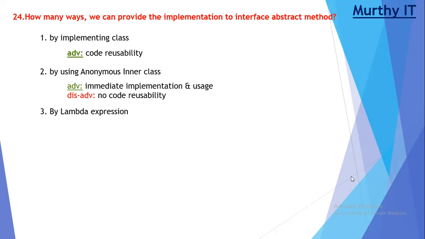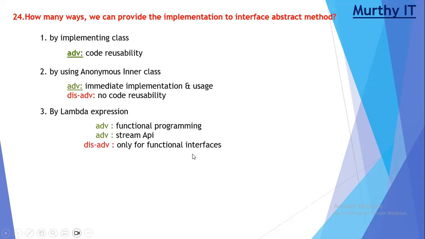And by lambda expression, what is the advantage? By using lambda expressions, we can do functional programming. We can use the Stream API by using lambda expressions. The disadvantage is that lambda expressions are only applicable for functional interfaces. For other interfaces, we cannot write lambda expressions. That's all about how many ways we can provide the implementation for an interface abstract method.